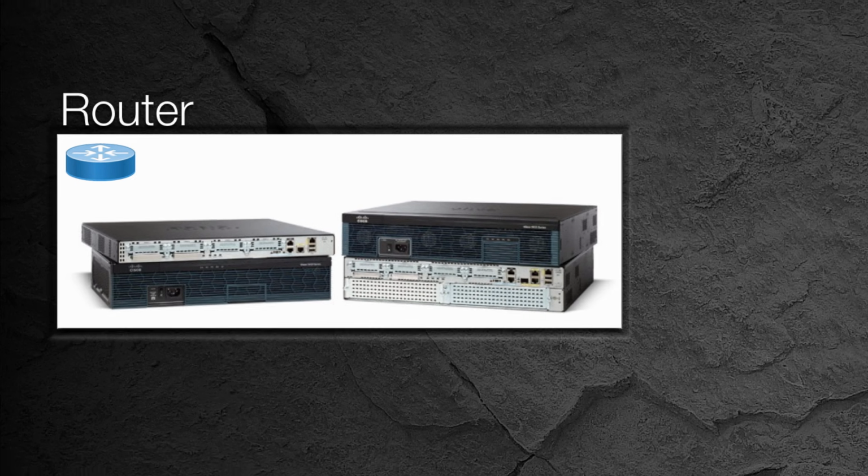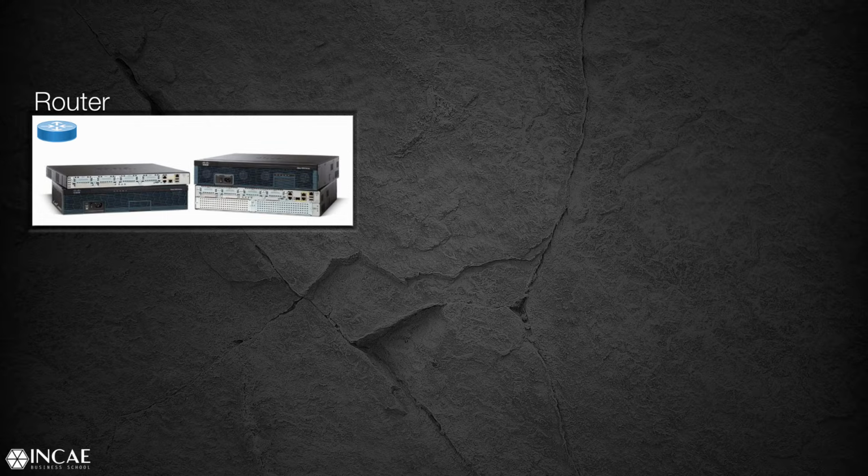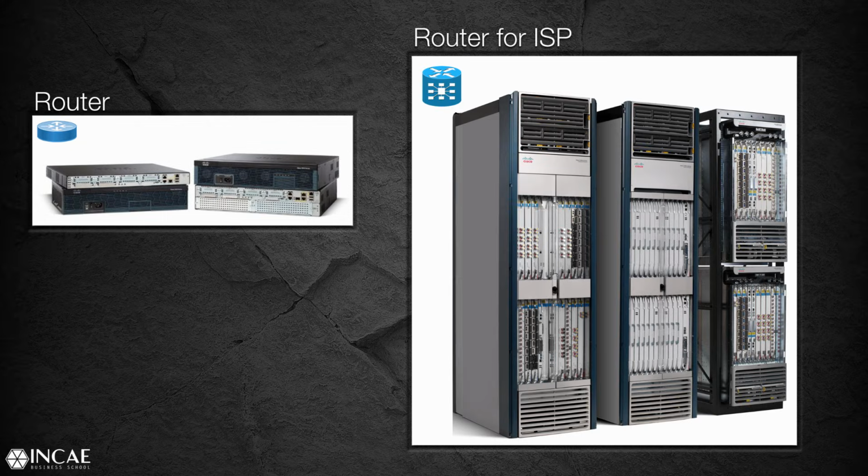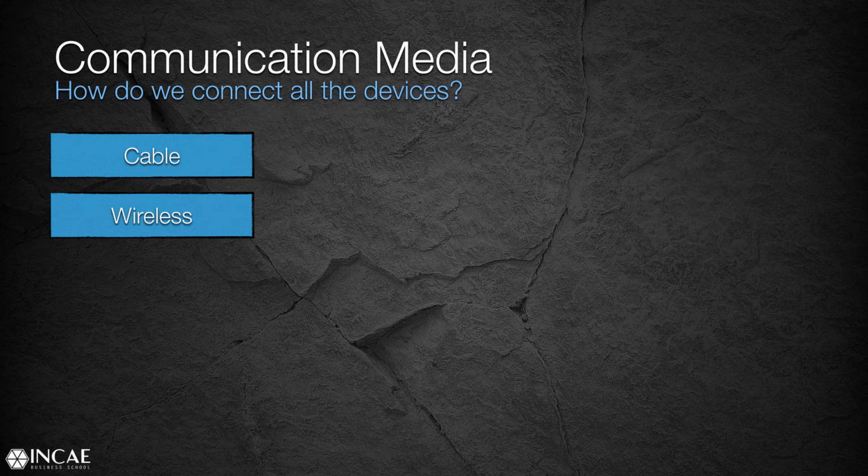However, if you're a larger corporation, and in particular an internet service provider, the router might look like the size of an entire cabinet or an entire rack. This is the router that might be used by a cable company or an internet service provider. And that's it for the network devices. But how do we connect network devices with each other and with servers and clients? Let's now talk about the communication media.